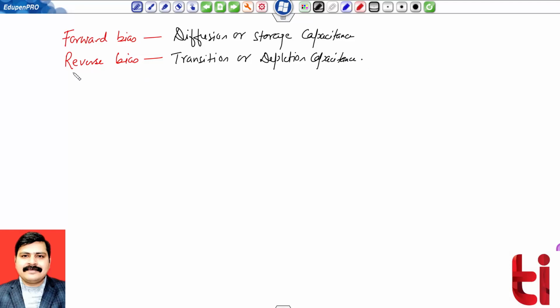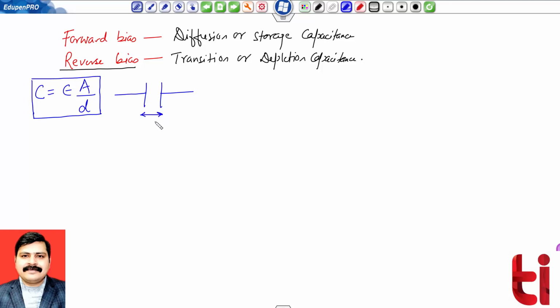In fact, the idea of reverse bias can be directly explained with a high school level relation, C equals epsilon A by D. If you can recall, it is for a parallel plate capacitor, a very common formula, where epsilon represents the permittivity between the two plates, which shows the isolation component, A is the cross sectional area of the parallel plate, and D signifies the distance between the two plates. On the basis of this we will understand.